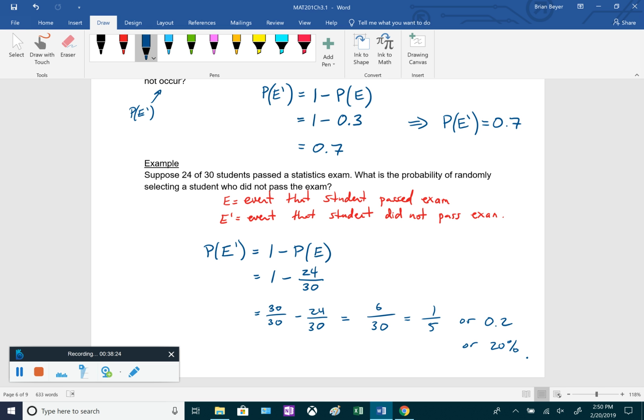So given that 24 out of 30 students passed the exam, that means 6 out of 30 failed, which once again should kind of be obvious. Maybe we didn't have to set up this little equation for it. So 6 out of 30 represents 0.2, or 20% of the students did not pass the exam. Okay, so that is it for section 3.1.